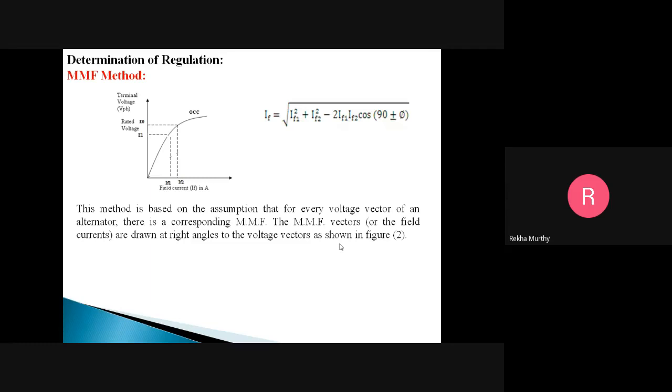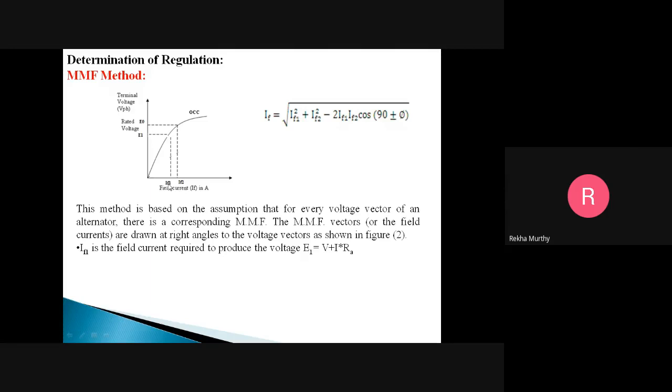So here we can consider that in the MMF. IF1 is the field current which is required to produce the voltage. So how to get the value of IF1? We need to solve E1 is equal to V plus I into RA. Then you will get one E1 voltage. Whichever value of the E1 voltage intersects with the OCC curve, that gives you the IF1.